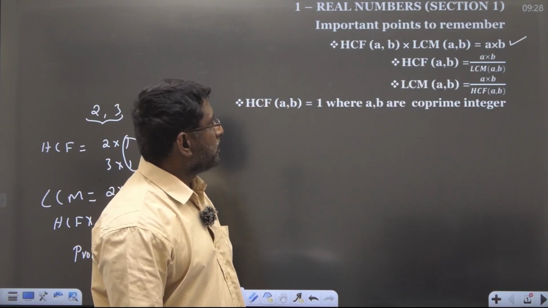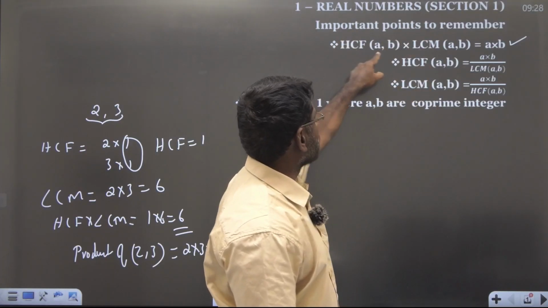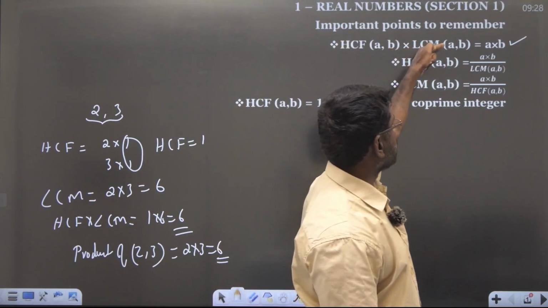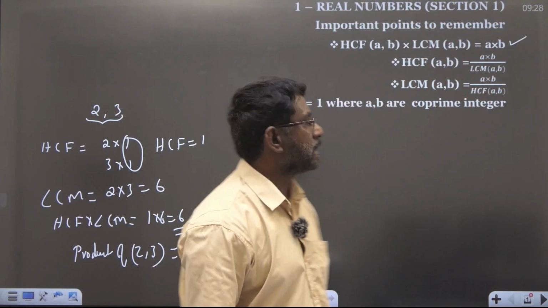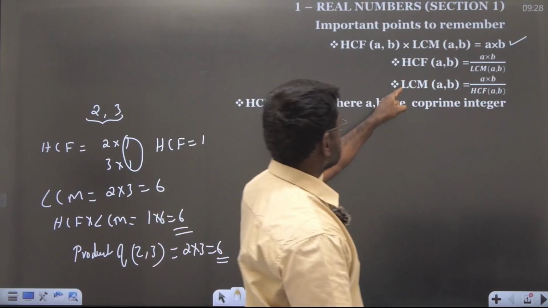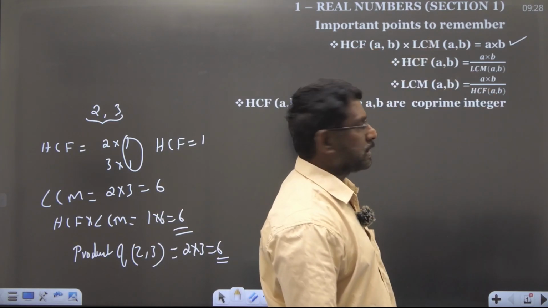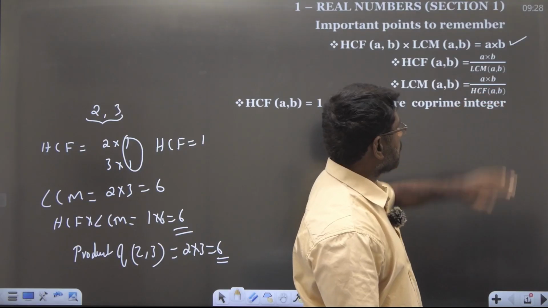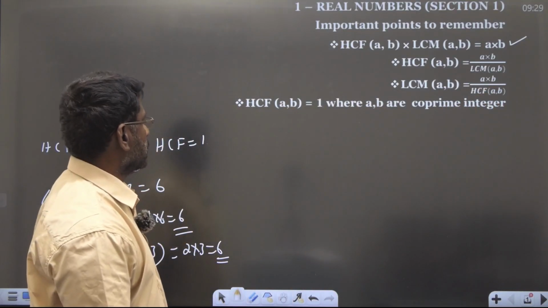And we get two more equations from this equation. What is it? HCF of AB is equal to, take LCM of AB to the right hand side, that is A into B divided by LCM of AB. Similarly, what is LCM? Take HCF of AB to the right hand side, that will be lying on the denominator, A into B divided by HCF of AB.